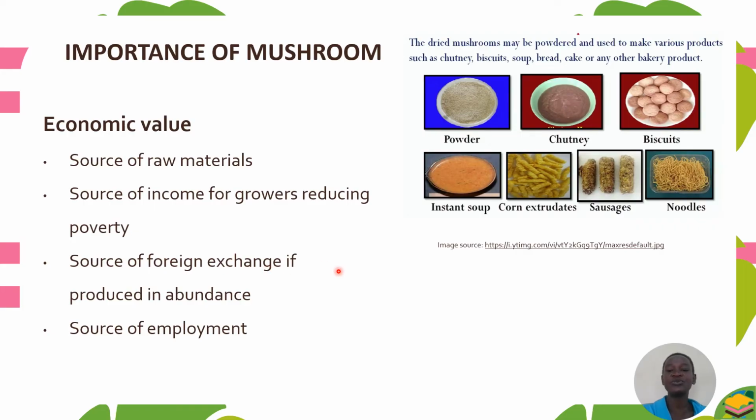If we can produce this mushroom in abundance, there will be enough to feed the nation, then the extra can be sold outside the country. So we can process them into powder, chutney, or candy mushroom, then sell them outside the country. They get our mushroom, we get their dollars.